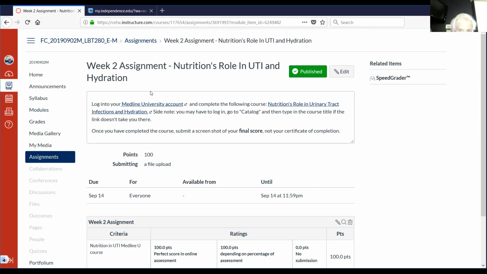So basically you're going to be spending some time on that. So this will be part of your hybrid part of the class. So go ahead and do those as well. You can do those. You don't need the rest of these lectures to do the nutrition role in UTI and hydration. Nutrition is, we all know, an important part of health.